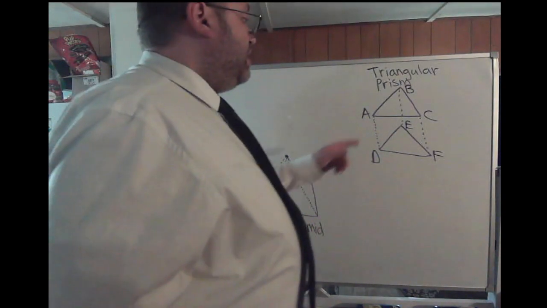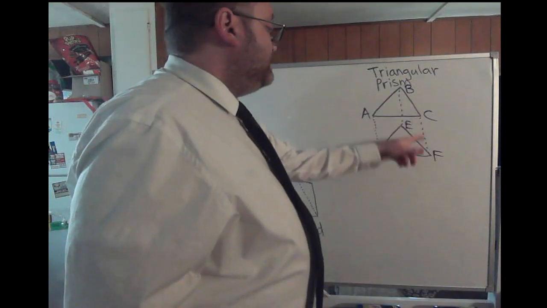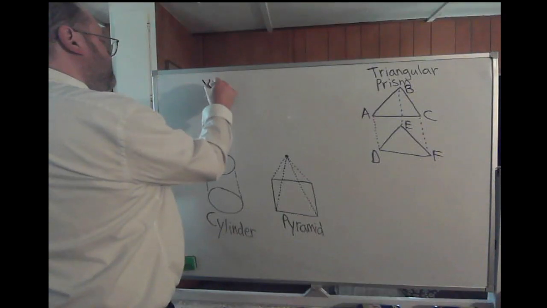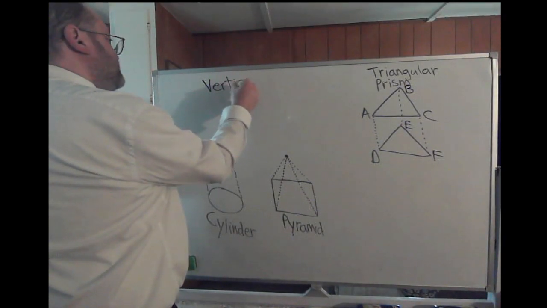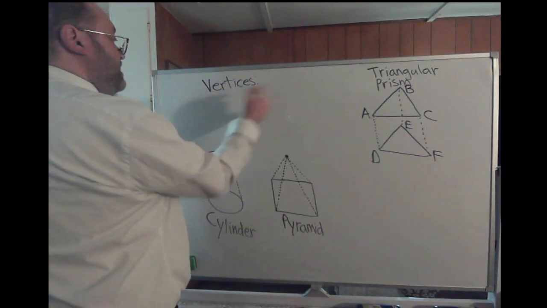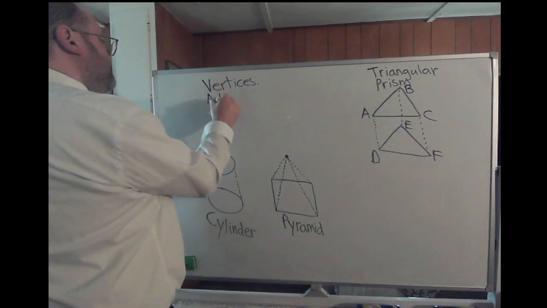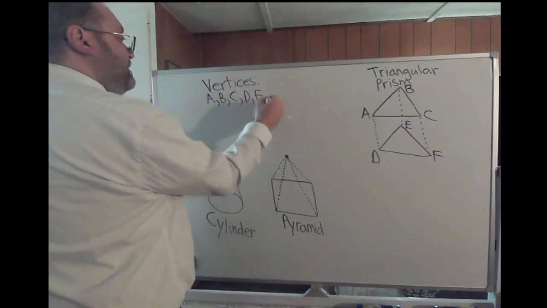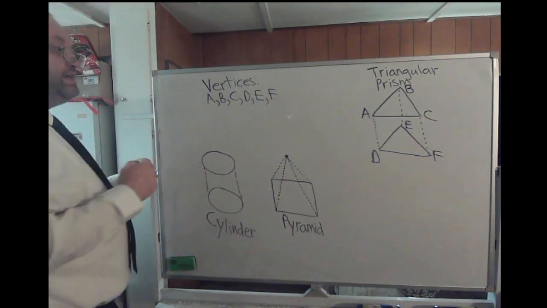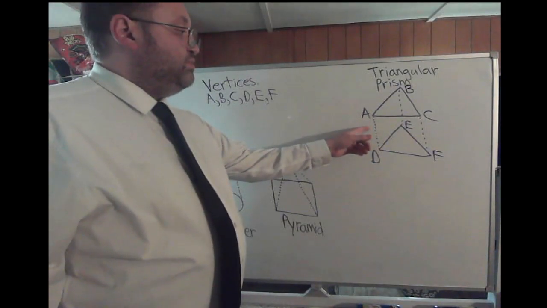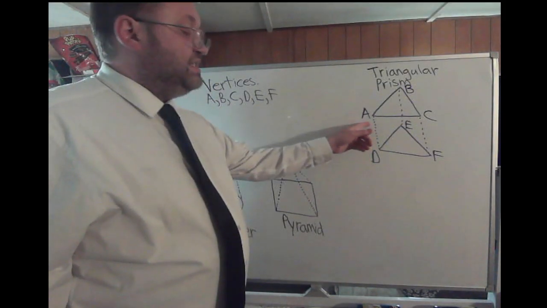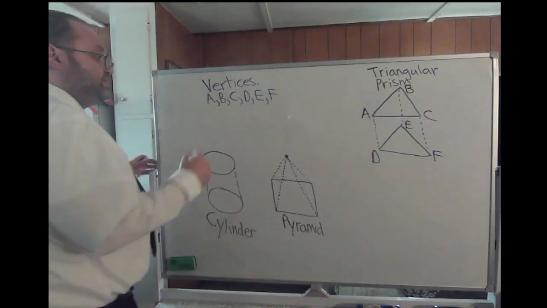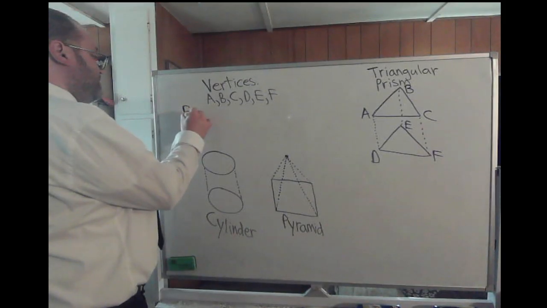All of these points, A, B, C, D, E, F, are called vertices on the triangular prism. So let's list our vertices for the triangular prism: A, B, C, D, E, and F. Those are your vertices. Now your line segments, your edges, where you have two vertices that form a line segment, those are your edges.